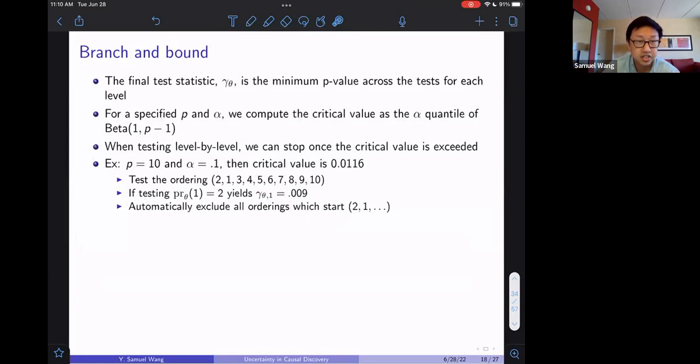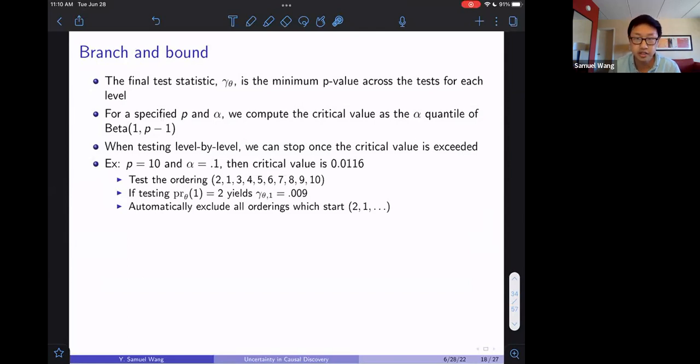Okay, so that's the statistical part of the problem. But how do we do this computationally? The number of orderings that we would need to test is huge, and so how do we make this feasible for at least a moderately sized p? To do this, we'll use a branch and bound type procedure.